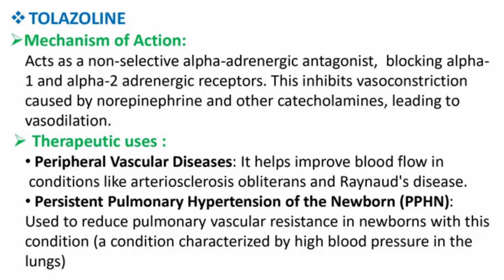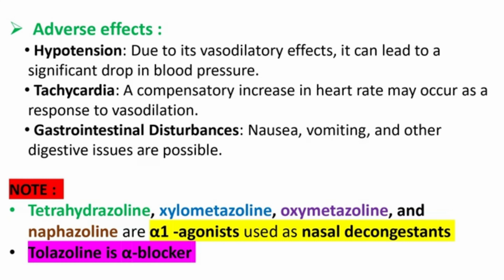The next one is adverse effects of tolazoline. Same as phentolamine, the main adverse effects are hypertension, tachycardia, and also gastrointestinal disturbances. Okay, the important note I mentioned here, it's a very confusing drug with these drugs. Because of that I highlighted this point.